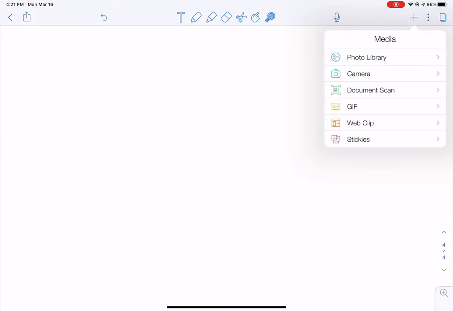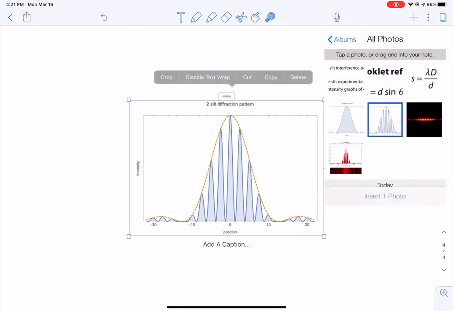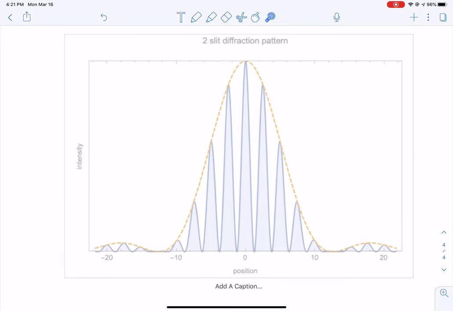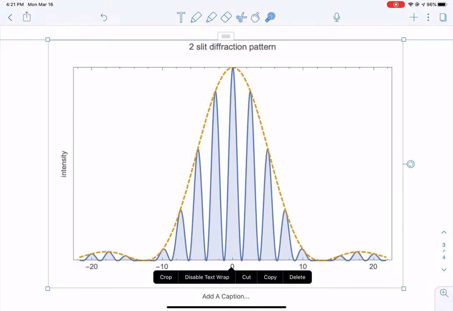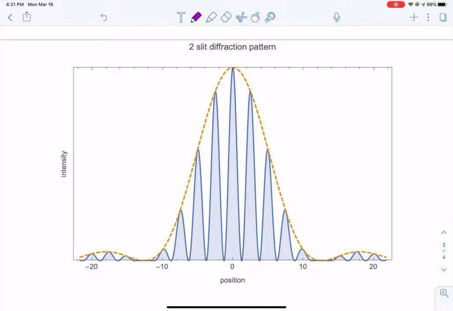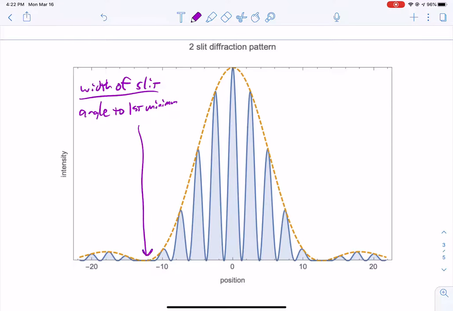Let me bring an old picture back up here. Take a look here. So again, this is our two slit interference pattern. Now, if we imagine we had some nice numbers that we could read very easily off of here, there are two things I'd want to be able to figure out. I could find the width of the slit by taking the angle to the first minimum. That's going to be right here. And then using the equation theta equals lambda over b.